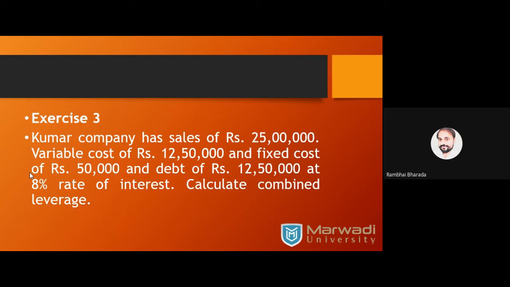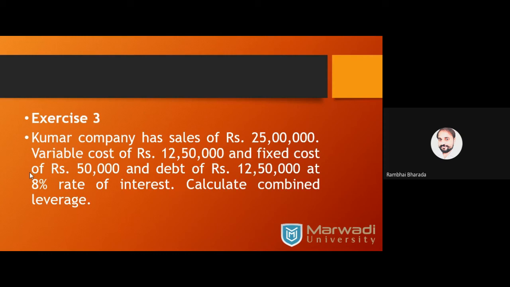Are we clear about the operating leverage? It's very simple. First, calculate contribution, sales minus variable cost. Second, calculate the operating profit, sales minus total cost. Contribution is 12 lakh 50,000, operating profit is 12 lakh, so 12 lakh 50,000 upon 12 lakh. Answer is 1.04.